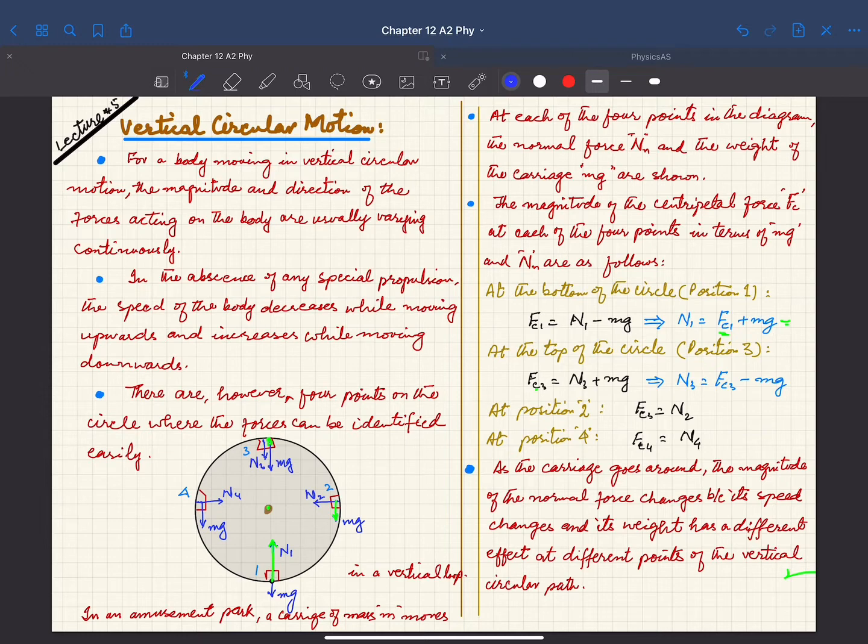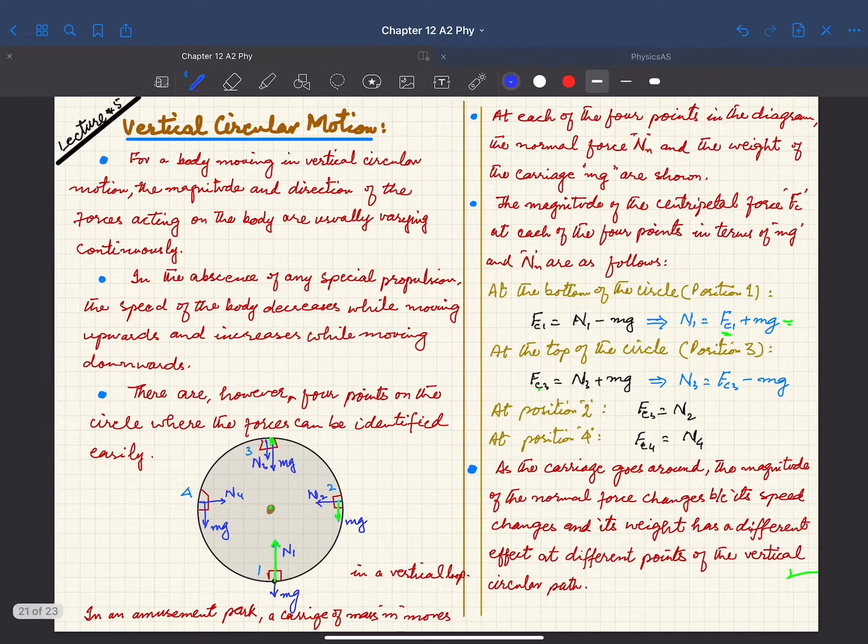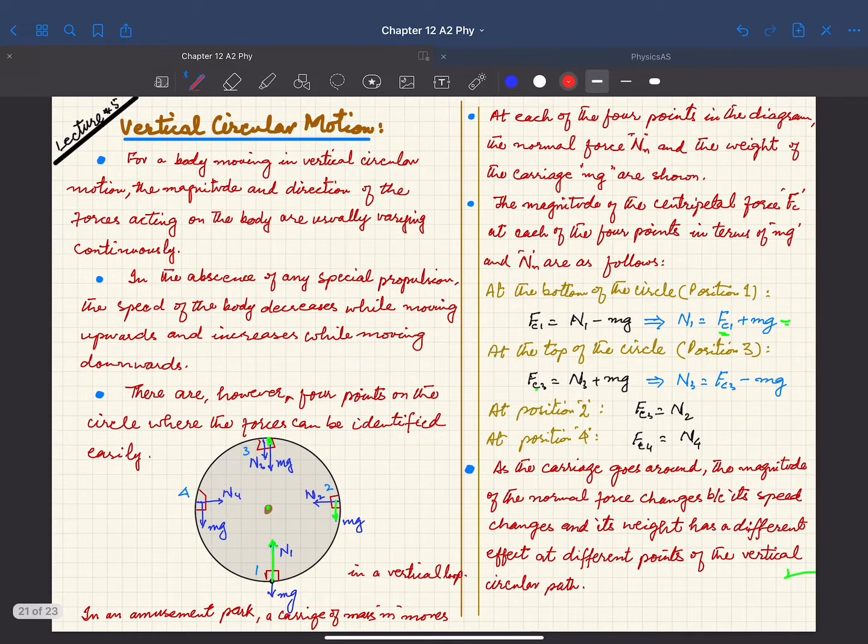Chapter 12, motion in a circle of A2 physics. Here we have to consider a body which is moving in a circle. Suppose this is the diagram we can consider here, and you can see that when the body is moving along the circumference of a circle, there are certain forces acting on the body, and at each and every point we can consider these forces.